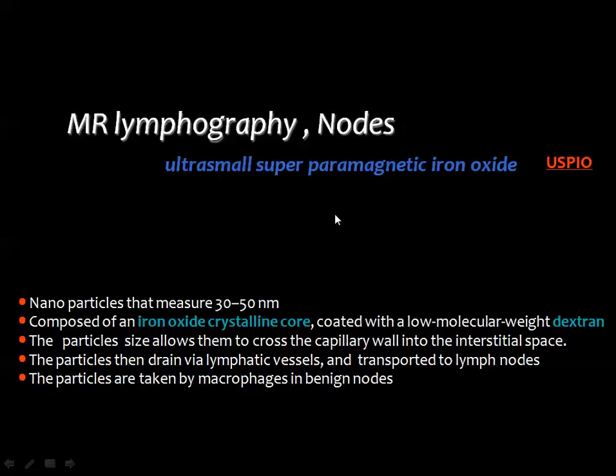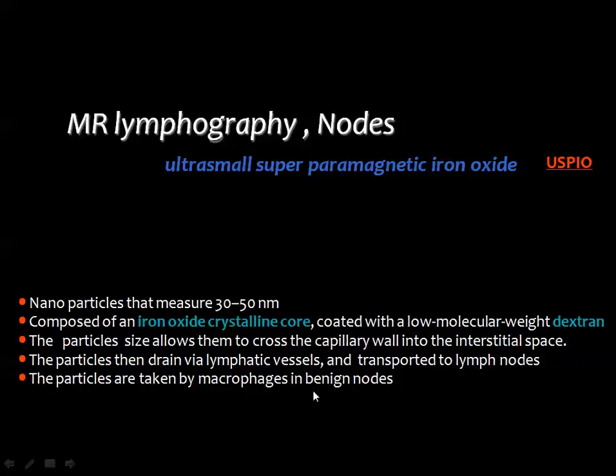ultra small superparamagnetic iron oxide, or USPIO, or SPIO without ultra small. And these are nanoparticles injected intravenously. They are composed of an iron oxide core and covered by dextran, and these particles can go through the lymphatic vessels and be deposited into the lymph nodes, and they are usually taken up by the macrophages in benign nodes.